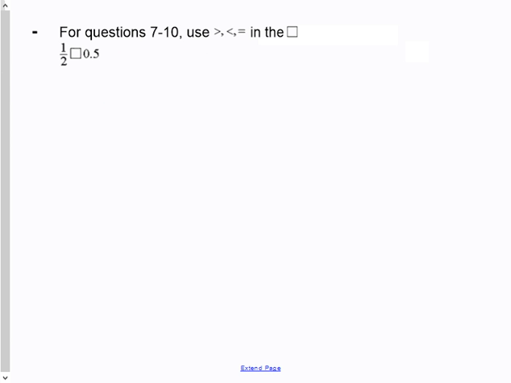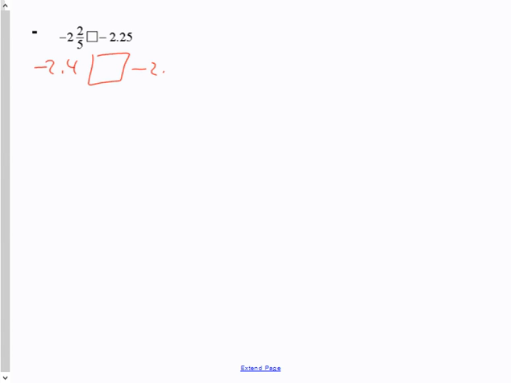All right, the next questions. It says for questions 7 through 10, use greater than, less than, or equal to in the blank. So is 1/2 greater than, less than, or equal to 0.5? They are equal. So we'll put an equal sign in there. Question 2, negative 2 and 2/5, which in decimal form is negative 2.4, and negative 2.25. Which one is greater? Again, we're dealing with negative numbers, so the closer it is to 0, the greater it is. So therefore, negative 2.25 is greater than negative 2.4.